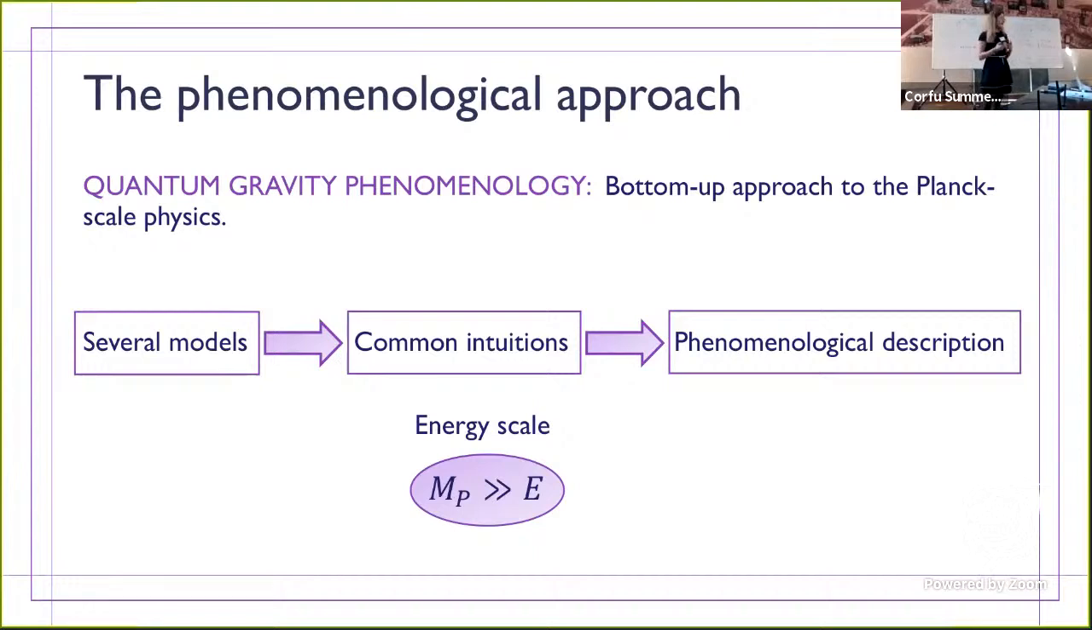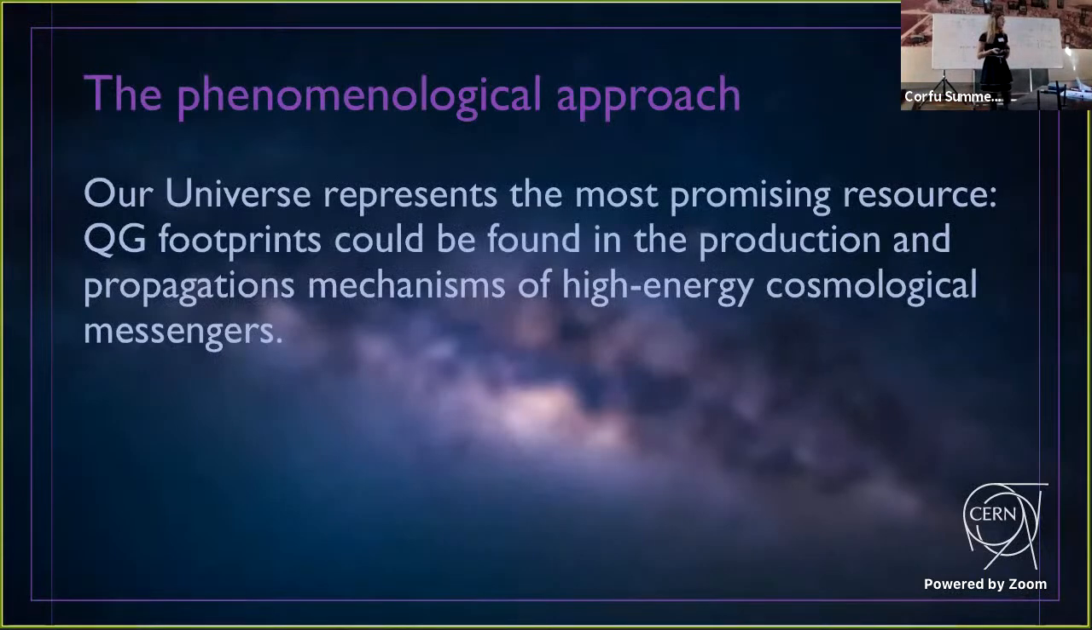So now, the energy scale at which we expect such effects to become relevant, so the quantum gravity correction to classical gravitation to be effective, is given, as we know, by the Planck mass, which is much larger with respect to the energies that we can currently access in accelerators. And for this reason, our universe represents the most promising resource we have in this field, since the mechanisms of production and propagation of high-energy cosmological messengers could hide some quantum gravity footprints, giving us access to higher energy regimes.